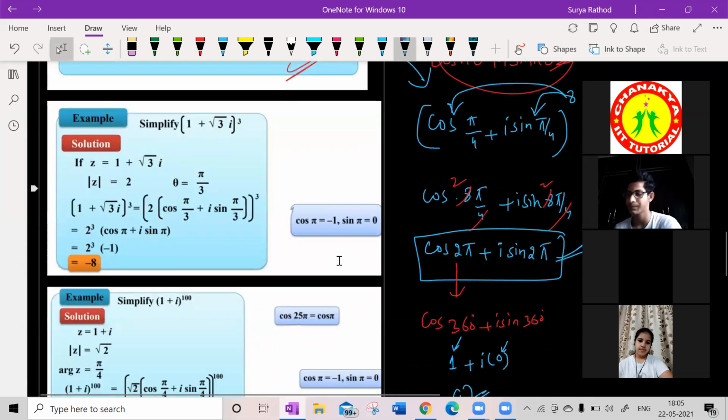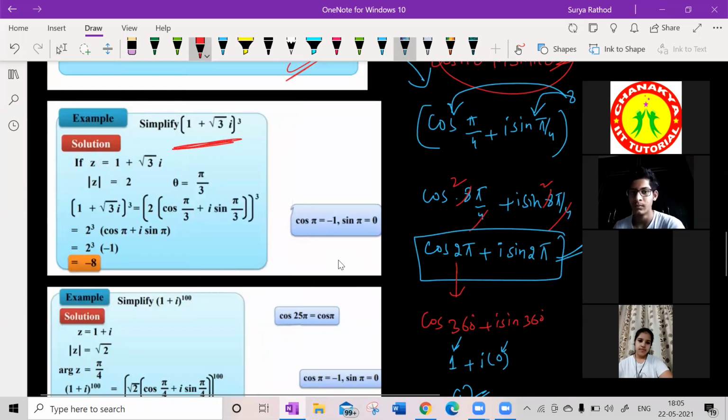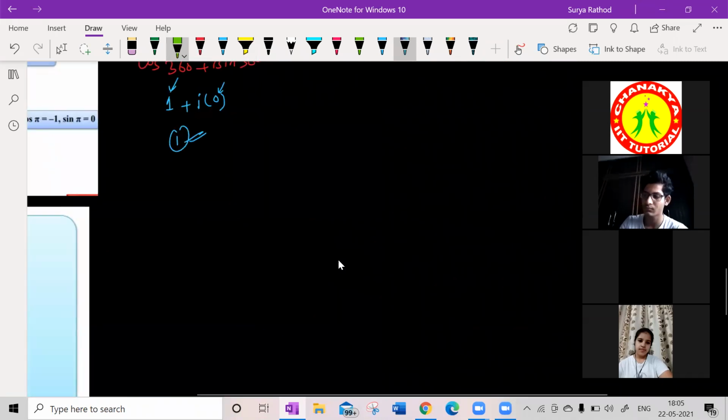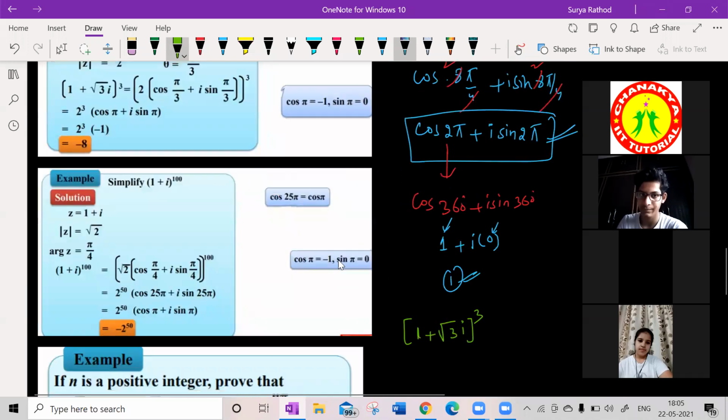Okay, next we'll solve this question. Look at this here. Simplify (1 plus root 3 i) whole to the power of 3. How will we simplify this? This is going to be a lot of fun. This is the question, isn't it?